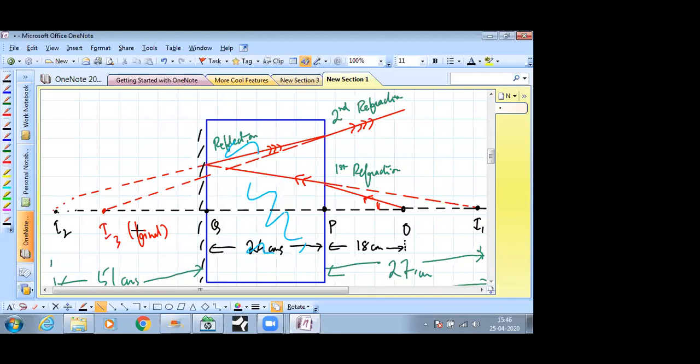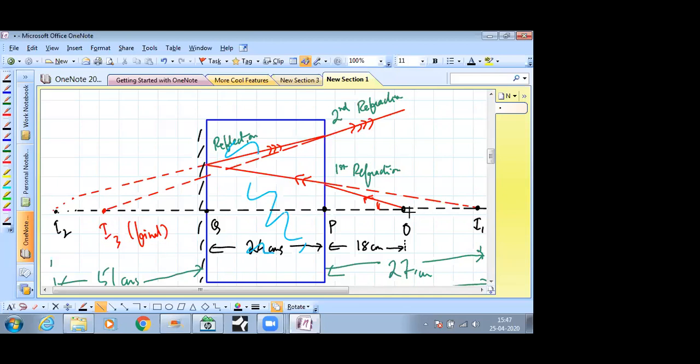Now, how do we find the distance of I3 from the point P? The real depth, apparent depth formula. The real depth is 75. The apparent depth will become 75 upon the refractive index of glass with respect to air, because the refraction is happening from glass to air. So it will be 75 divided by 3 by 2, or 50 centimeters. So now we are getting that I3 from the point P is 50 centimeters.